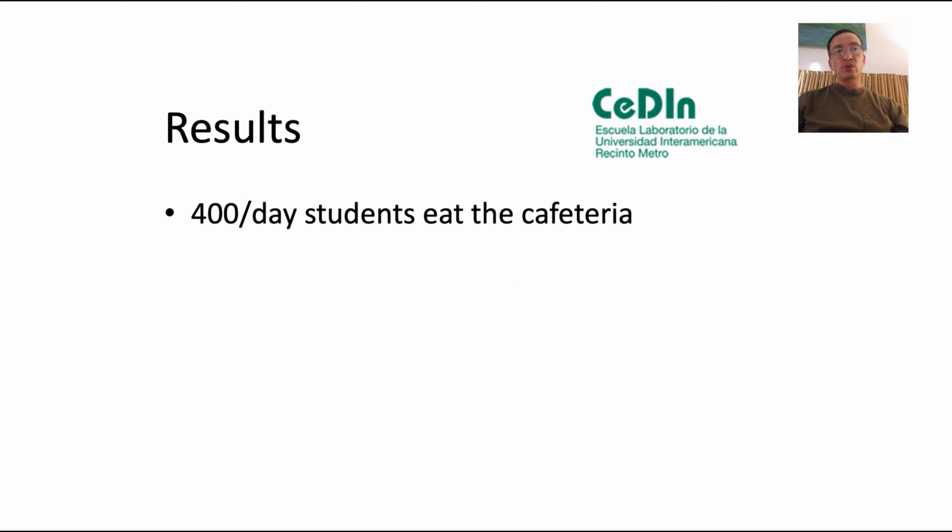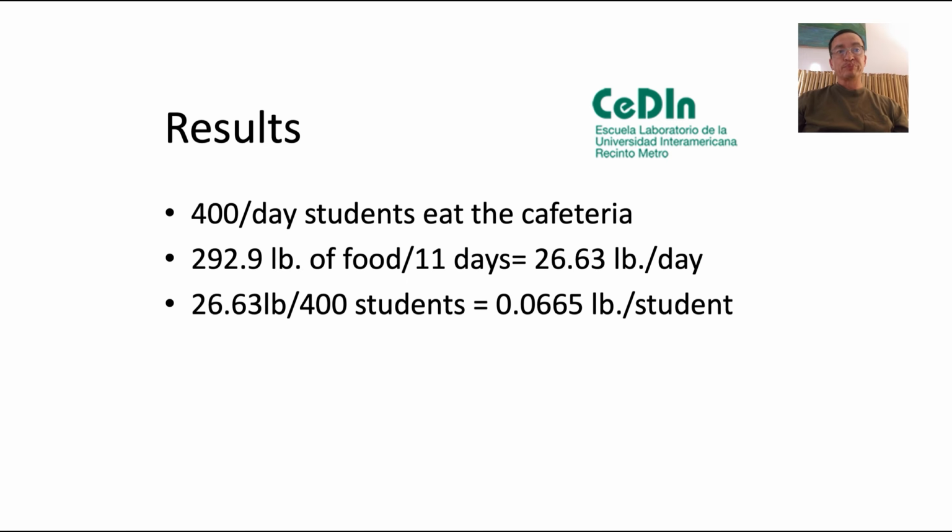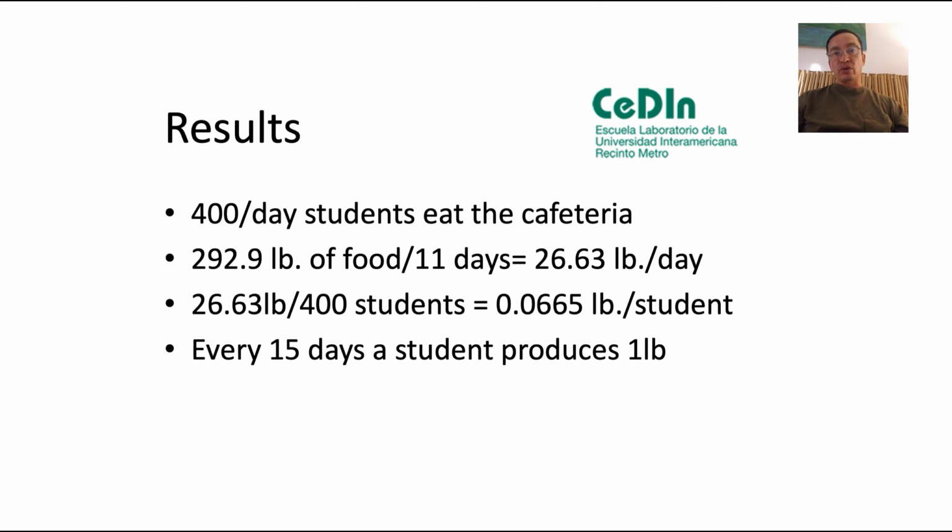Okay, so the results were, they have about 400 students per day that eat at the cafeteria. They rescue about 300 pounds in 11 days. So they rescue about 26 pounds per day. And those 26 pounds for the 400 students they have, so each student would produce 0.06 pounds. So it means that every 15 days or so, each student will produce about a pound.